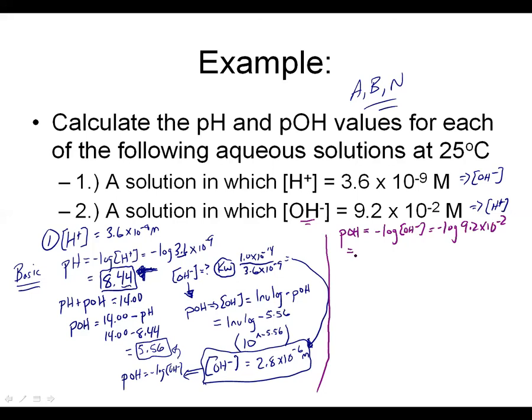That is going to give us a value of 1.04 for our pOH. We then can figure out the pH by taking 14 minus it. So 14 minus our pOH will give us a pH value of 12.96.